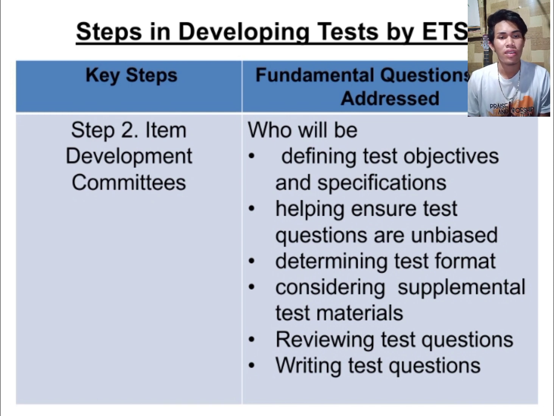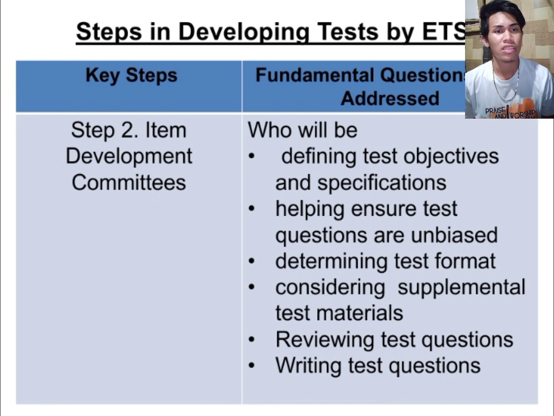So step 2 in developing tests by ETS is the formation of item development committees. These committees play a crucial role in the test development process. They are responsible for various tasks such as defining test objectives and specifications, ensuring test questions are unbiased, determining the test format considering the supplemental test materials, reviewing test questions, and writing test questions.